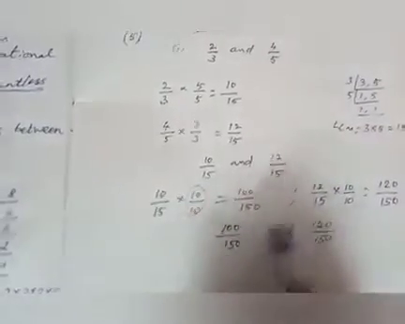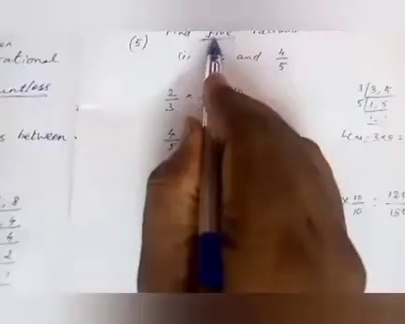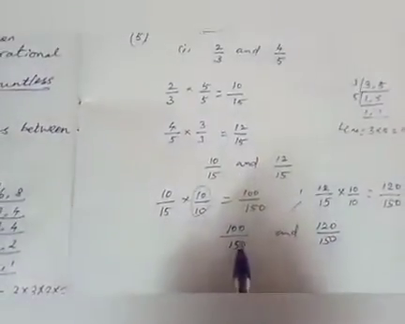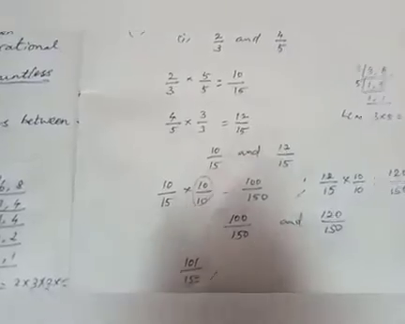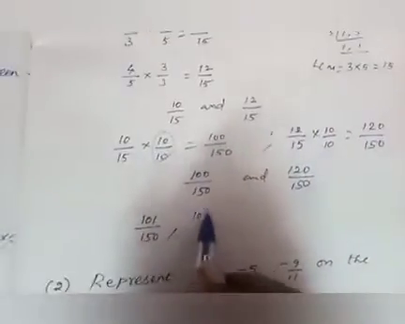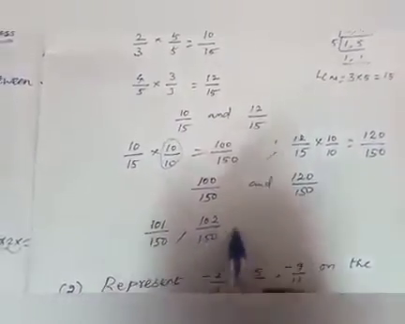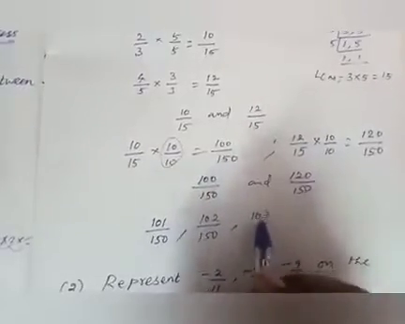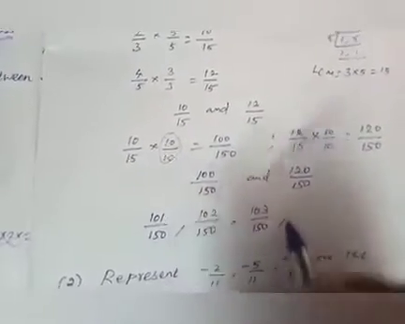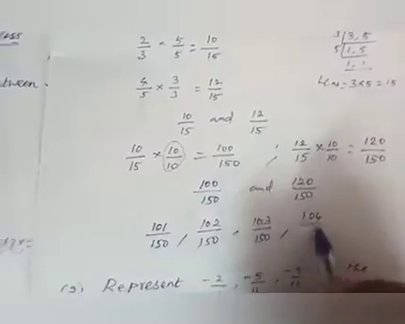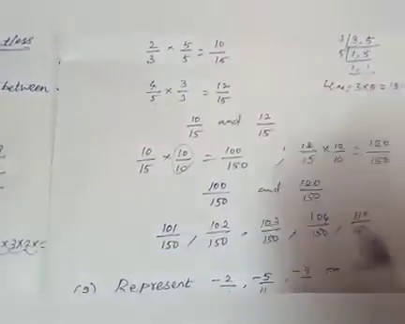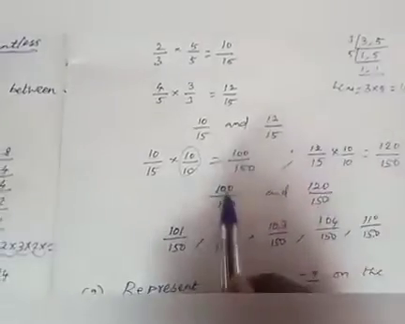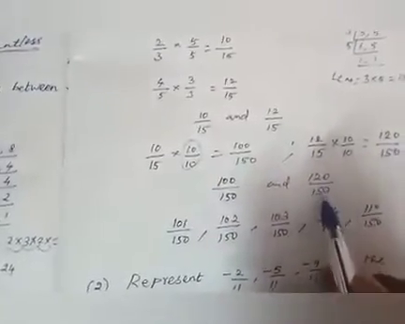In between, there are so many numbers. Write any 5 rational numbers. Any 5 rational numbers are 101 divided by 150, 102 divided by 150, 103 divided by 150, 104 divided by 150, 110 divided by 150. So these are any 5 rational numbers between 100 divided by 150 and 120 divided by 150.